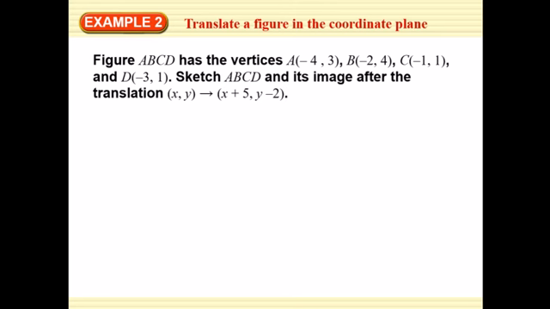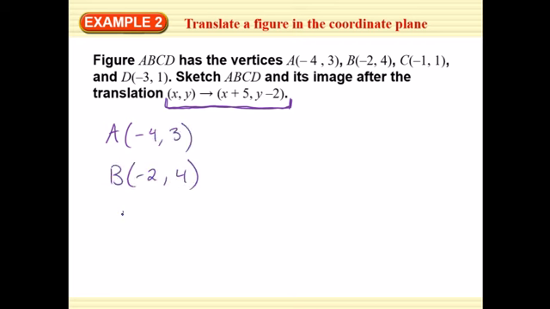Okay, so if I am to apply, I need to be able to work these examples forwards and backwards. Sometimes I'll give you the translated points, and you'll have to actually tell me what the rule is. Alright, so here, if I have A, I like to just write them vertically and then draw my arrows. B is -2, 4, C is -1, 1, and D is -3, 1.